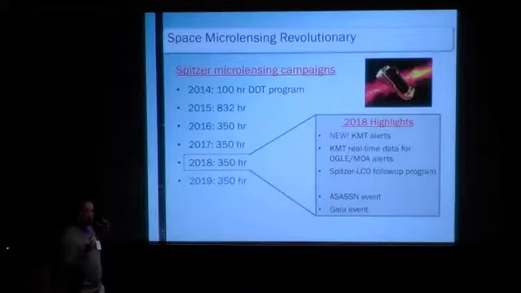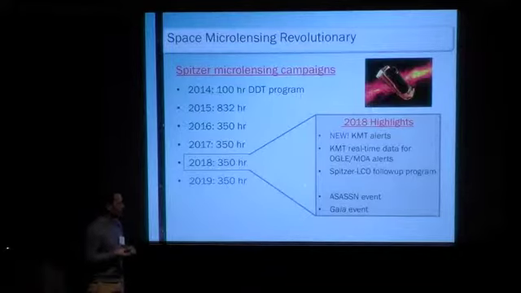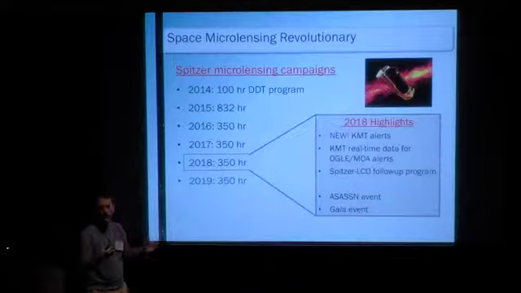So we have been running this Spitzer campaign for the last 5 years, and we're looking forward to our final year in 2019. A few highlights in our 2018 season. First of all, as Andy mentioned, for the first time we actually have KMT alerts. It's important to understand this is a follow-up survey. We do not detect microlensing events.